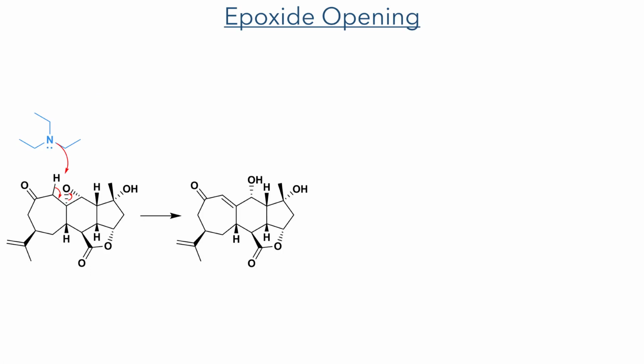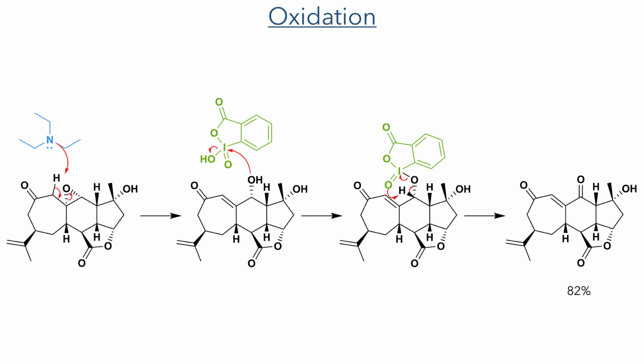This epoxide could then undergo a ring opening reaction. Reaction with triethylamine deprotonated the alpha proton to trigger an elimination reaction, forming the double bond and opening the epoxide ring to complete the formation of the allylic alcohol. This was then oxidized using IBX. This acts as an electrophile and is attacked by the hydroxyl group. The resulting intermediate undergoes an intramolecular deprotonation to form the carbonyl and eliminate the iodine species. This formed the product in an 82% yield.